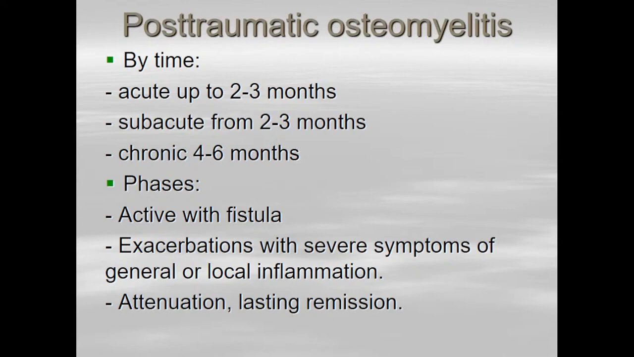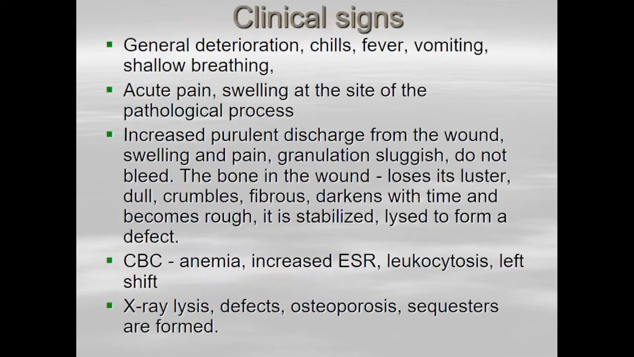Active fistula exists only if the patient has a fistula. Exacerbations with severe symptoms of general or local inflammation alternate with attenuation and lasting remissions. General deterioration: chills, fever, vomiting, shallow breathing, acute pain, swelling at the site of the pathological process, increased purulent discharge from the wound, swelling and pain, sluggish granulations that do not bleed.